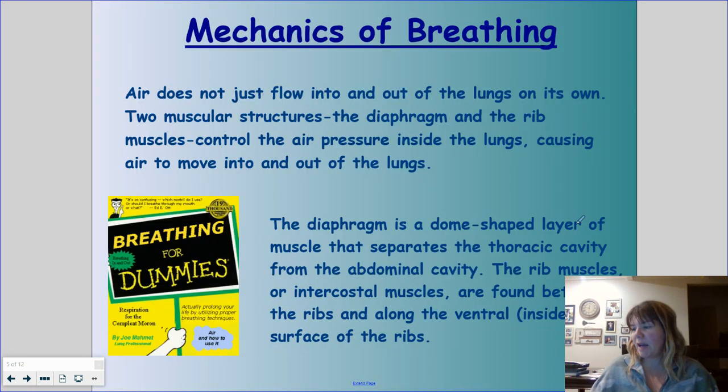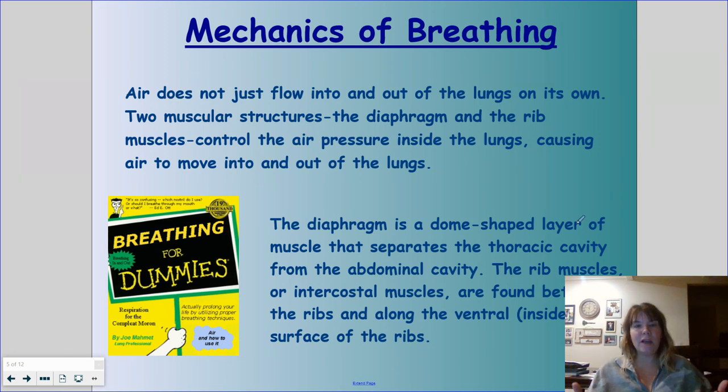So let's start with the mechanics of breathing. We are on approximately page 6 of your notes. I think it's not labeled, but page 6, lesson 2, mechanics of breathing. So what you have to understand is that air doesn't just flow in and out of your lungs. It's not like, oh, look, there's air outside, now it's inside. We talked about pressure. Pressure has a huge role in that.